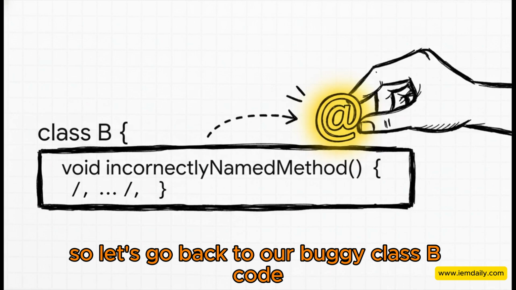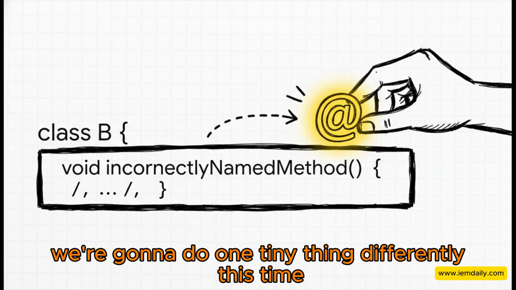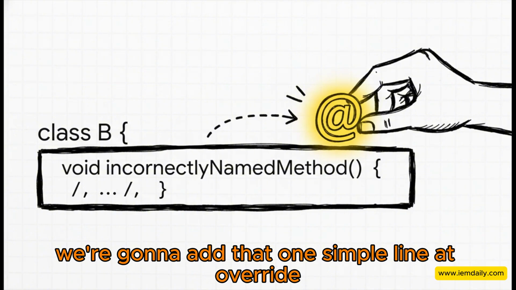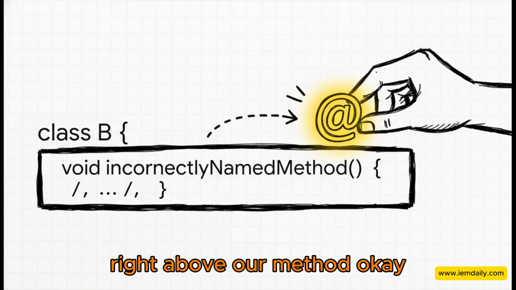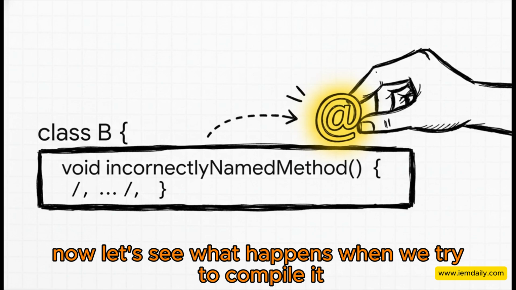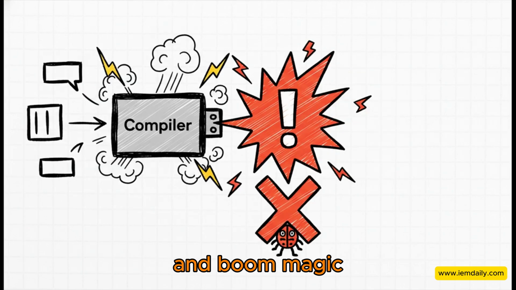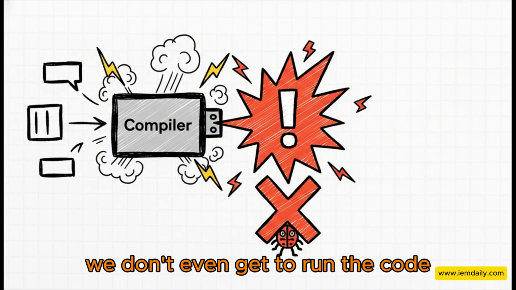So let's go back to our buggy class B code. We're going to do one tiny thing differently this time. We're going to add that one simple line, @override, right above our method. Okay, now let's see what happens when we try to compile it. And boom, magic. We don't even get to run the code.